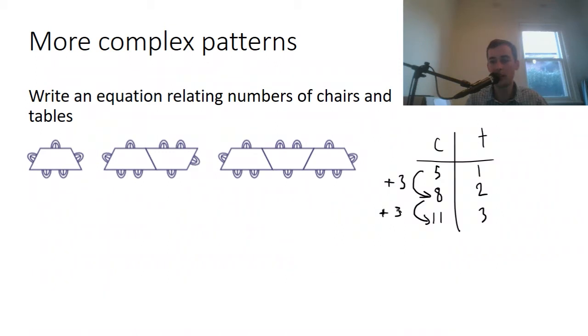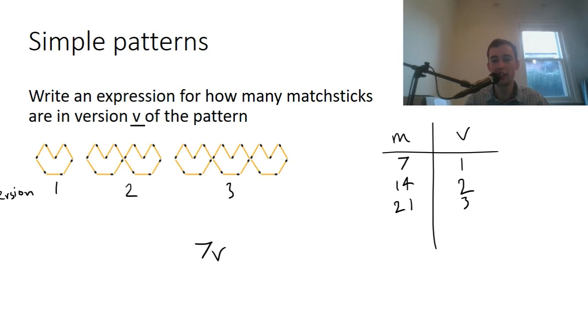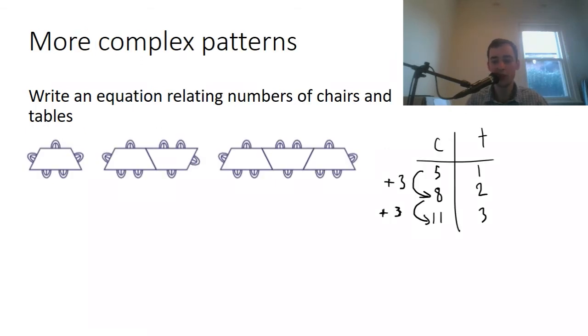Now, the reason I used the cooking example before is because there's often more than one thing going on at the same time in these patterns. In this one, there was only one thing going on, which is you multiply V by 7 to get to M. But in this one, there could be more than one thing going on. Now, when you're increasing by 3 each time, that's like a 3 times table. If you have the 3 times table, you start with 3, then you go to 6, 9, 12, and each time you're going up by 3.